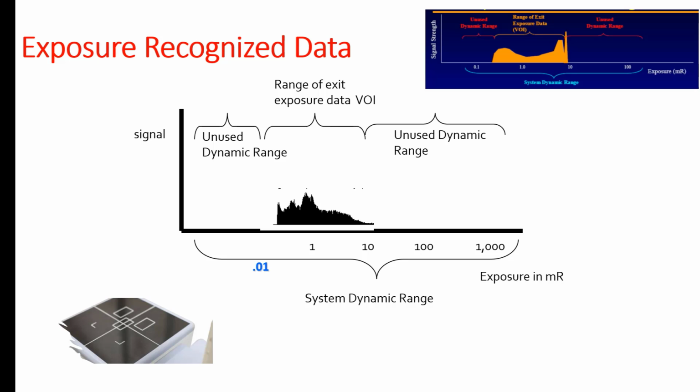A histogram is a two-dimensional graph of the intensities that we've collected. When we take a look at our histogram, we can see that there's a portion that would be unused in the dynamic range, either underexposed or overexposed. We also need to be able to make sure that the data that we have collected is in the correct range for the VOI, or values of interest.